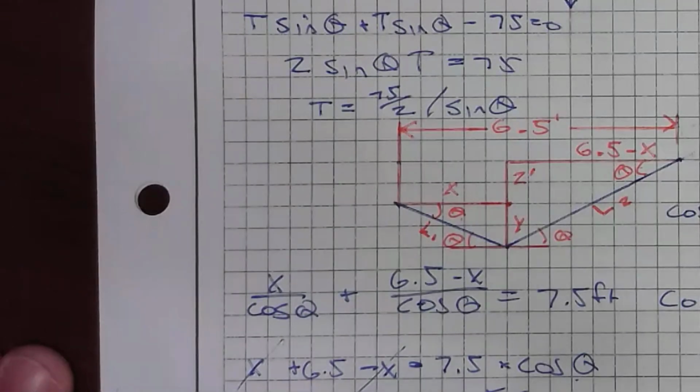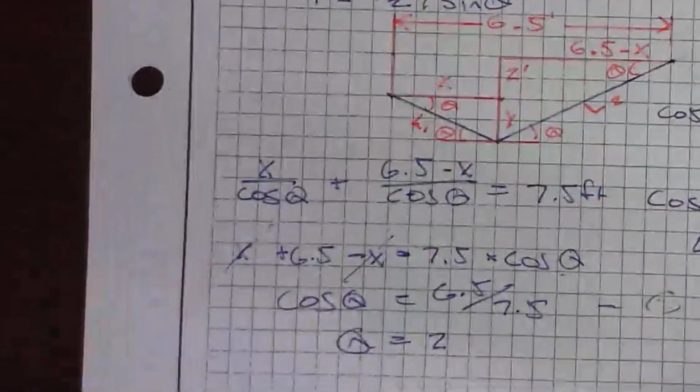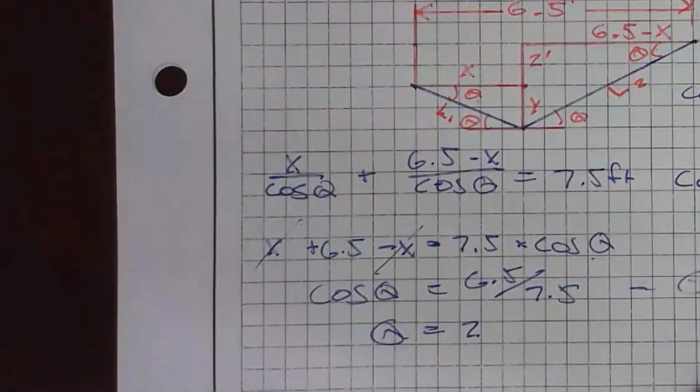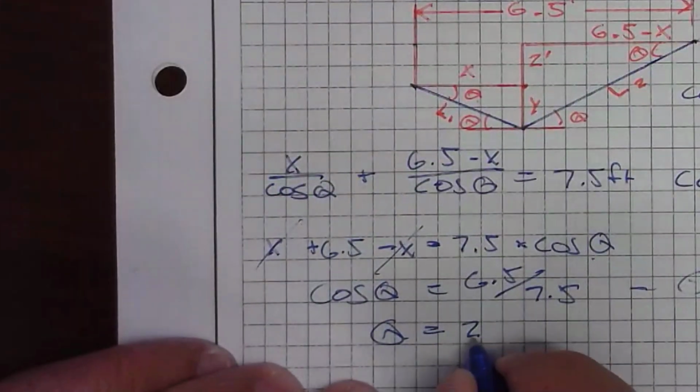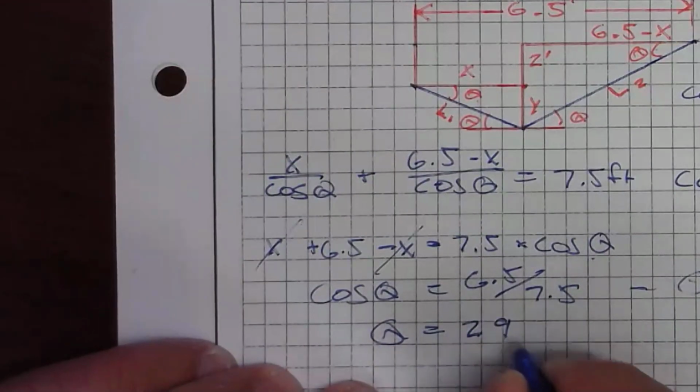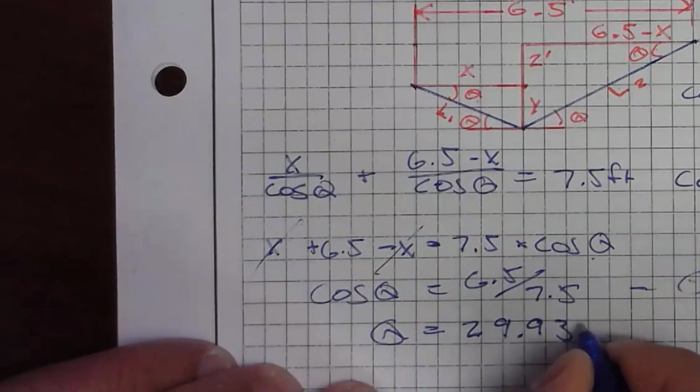theta. Oops, let me pull this up. Sorry, I can't see that. There we go. We get 29.93 degrees.